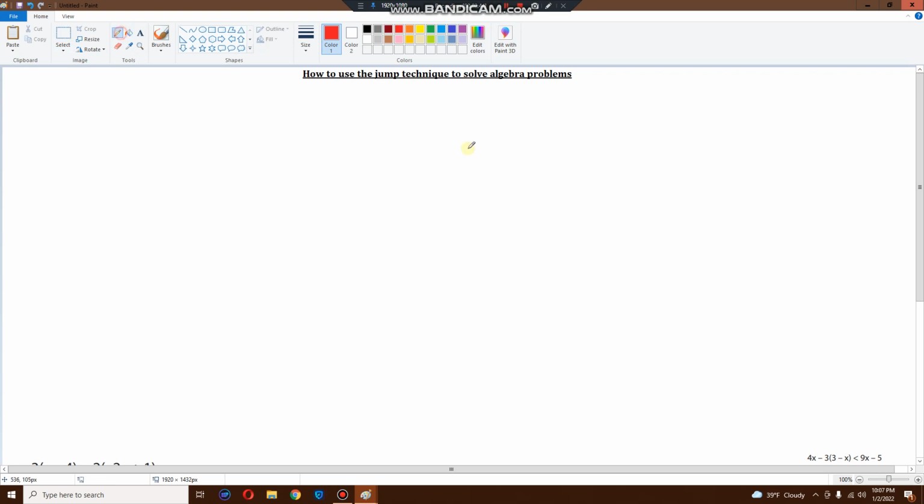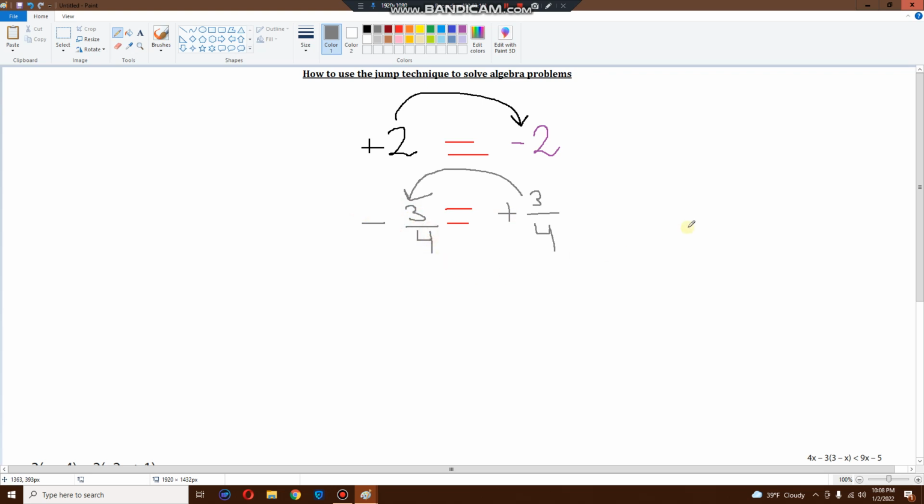Basically, whatever number here is on the equal sign, let's say it was positive 2, for example. If I want the positive 2 to jump across that equal sign, the positive will turn into minus, and that'll become minus 2. Okay? Same thing over here. Let's say there was a number on this side. Let's say it was a positive 3 over 4. And if this number jumps across the equal sign, the positive turns into minus, and it'll be minus 3 over 4. And that's basically the idea of the jump technique.